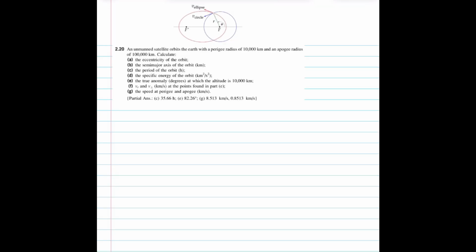In this problem, we're given the periapsis radius and the apoapsis radius of the satellite in this orbit, and we are asked for different orbital elements and information. So first it wants the eccentricity. We can find it directly from the radius of apoapsis and periapsis with this equation. And we find that it is elliptical, it's less than 1, greater than 0. And part B wants the semi-major axis.